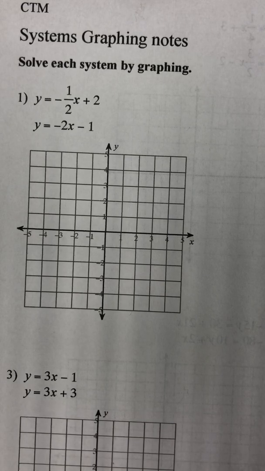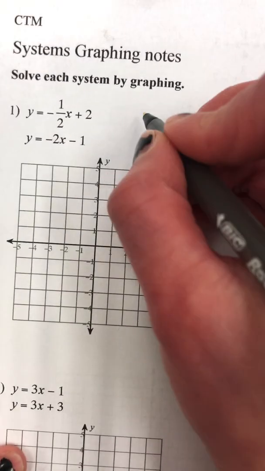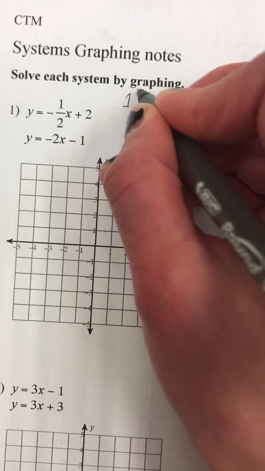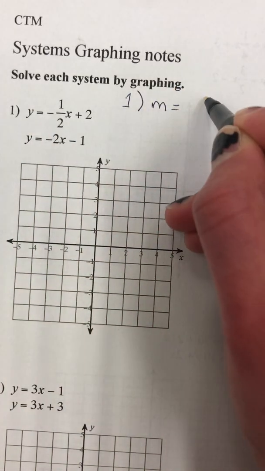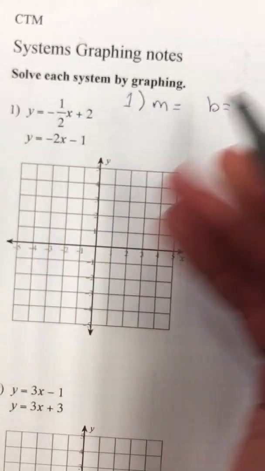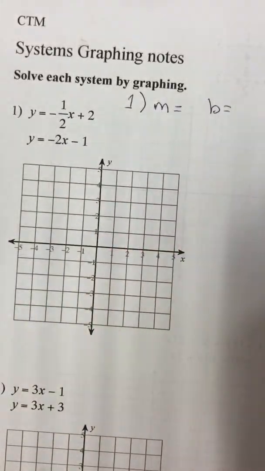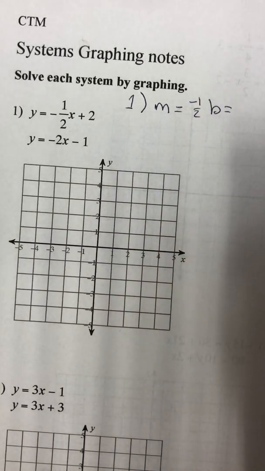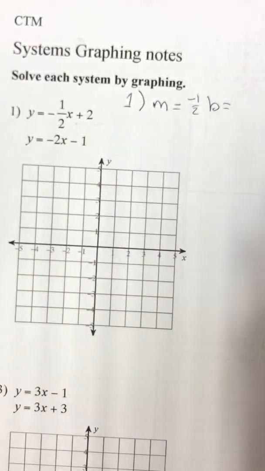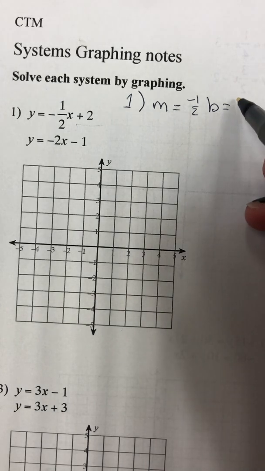So we're going to start with our first one. This is going to be number 1. We're going to write our slope and our y-intercept. For this one, our slope is always the number paired with our x, or negative 1/2. Our y-intercept is always the constant, or the number without a variable, or positive 2.